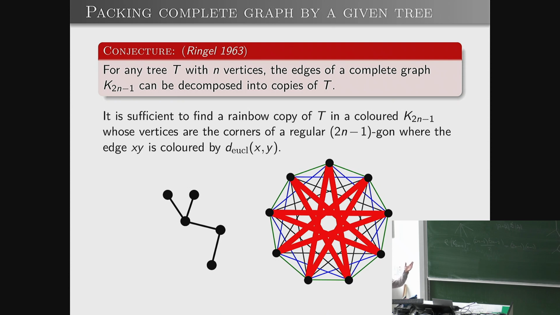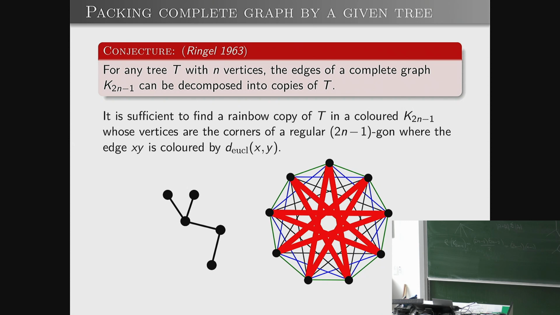So here you have 9 vertices, so you get 4 colors, which is exactly n minus 1. On the circle with 2n minus 1 vertices, because you take the shortest distance, there would be only n minus 1 distinct distances, right? So again, you put your vertices on the circle, and then you color by the distance, and you get a coloring.